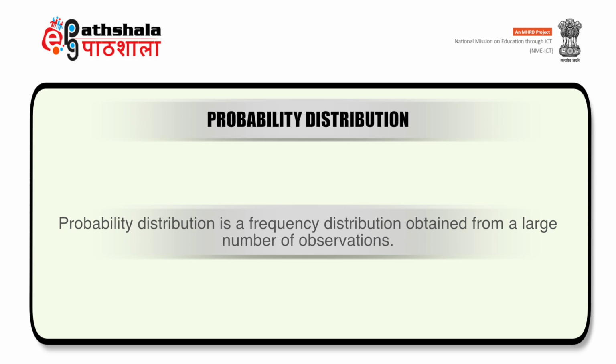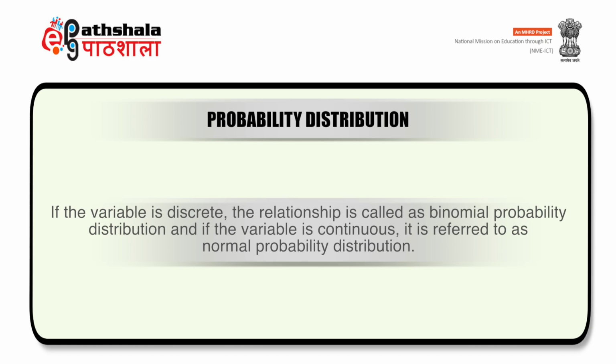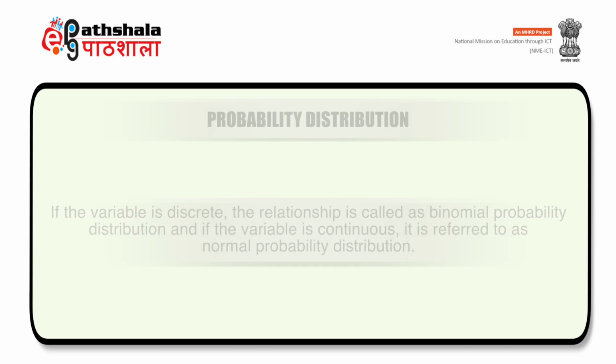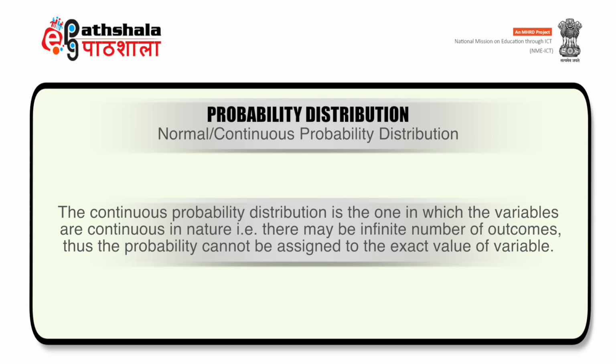Probability distribution is a frequency distribution obtained from a large number of observations. These determine the relationship between the particular variables and the probability of their occurrence. If the variable is discrete, the relationship is called binomial probability distribution, and if the variable is continuous, it is referred to as normal probability distribution. Now, continuing further, we will discuss normal or continuous probability distribution. The continuous probability distribution is the one in which the variables are continuous in nature, that is, there may be an infinite number of outcomes.